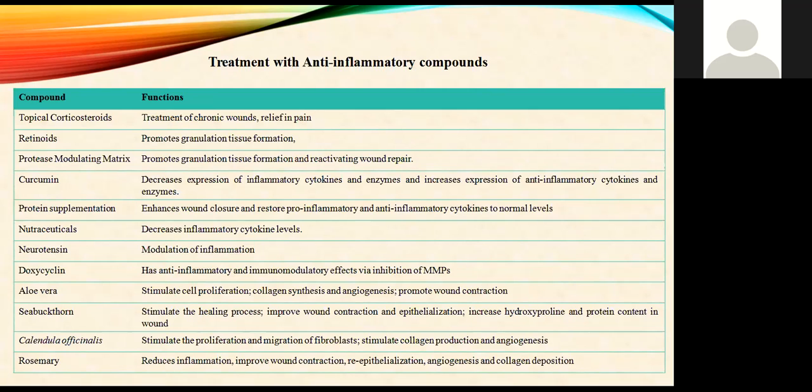Second, retinoids. Retinoids promote the granulation tissue formation. Protease modulating matrix also promotes granulation tissue formation and reactivates the wound repair in chronic wounds. Curcumin decreases the expression of pro-inflammatory cytokines and enzymes and increases the expression of anti-inflammatory cytokines and enzymes. Protein supplementations like milk whey protein enhance the wound closure and restore the pro-inflammatory and anti-inflammatory cytokines to the normal balanced levels.